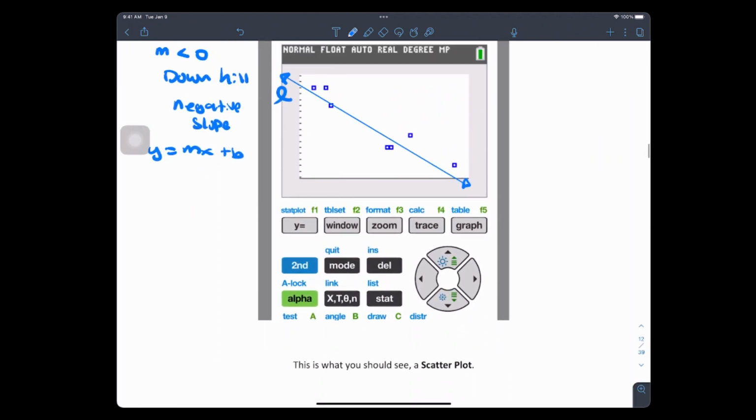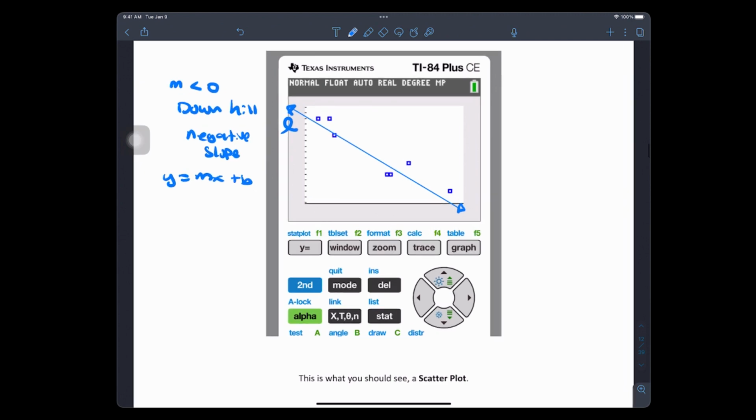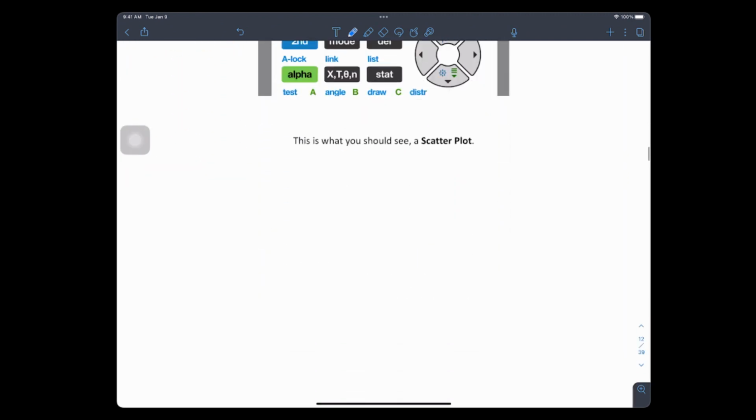So that's what I'm saying. This is what you should see in your scatter plot. Those are all in your notes. So what you want to do is practice that so you can draw a scatter plot and check to see if there's a line. All right. Great.